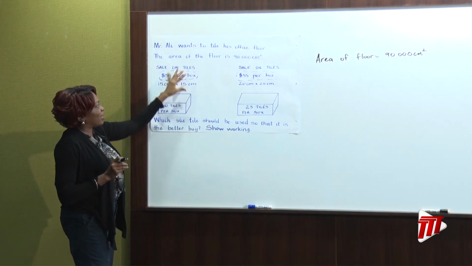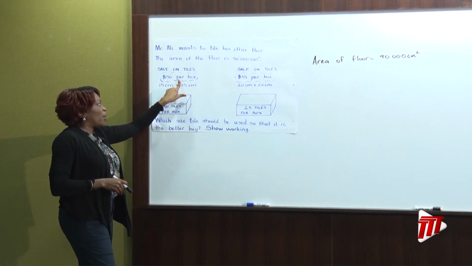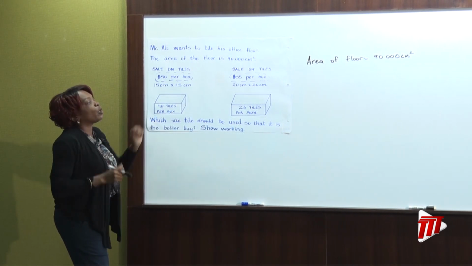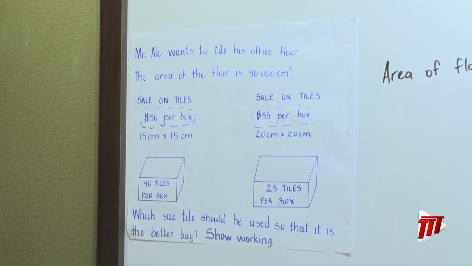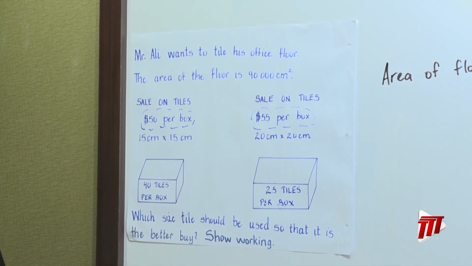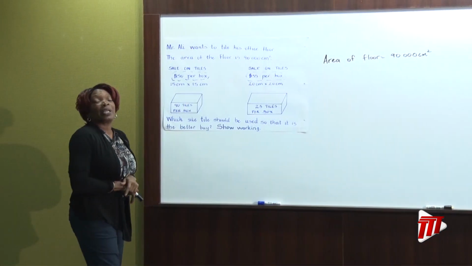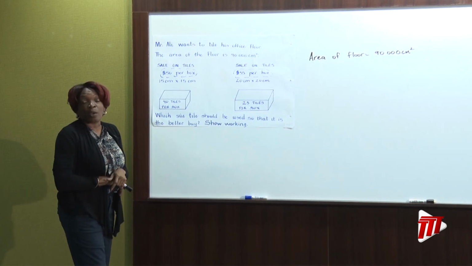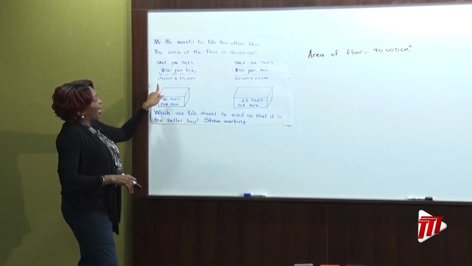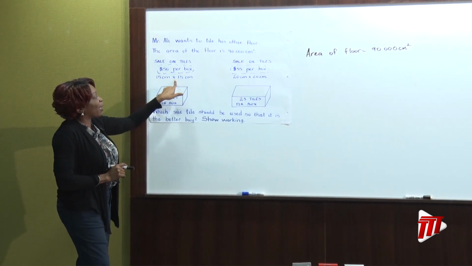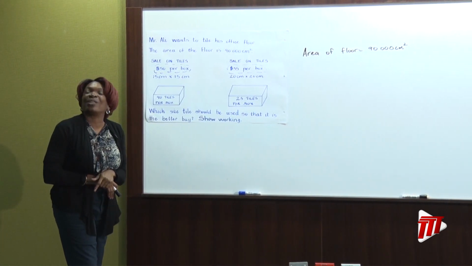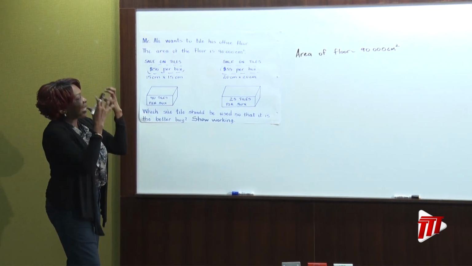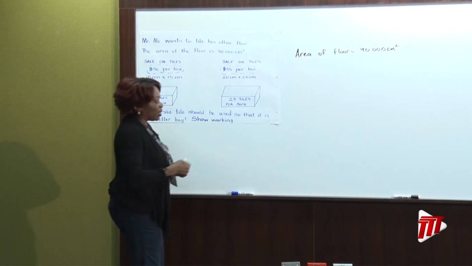So let's start with the sale on tiles, this section here. It's $50 per box, 15 centimeters by 15 centimeters, and in each box, there are 40 tiles. What do we know? The area of the floor is 90,000 centimeters squared. What can we find with the information here? Well, we can find the number of tiles that we need using the 90,000 centimeters squared. We know the dimensions of the tile, 15 by 15. So to find the number of tiles, we are going to divide. When we divide, we will get the number of tiles that we need. So let's do that now.